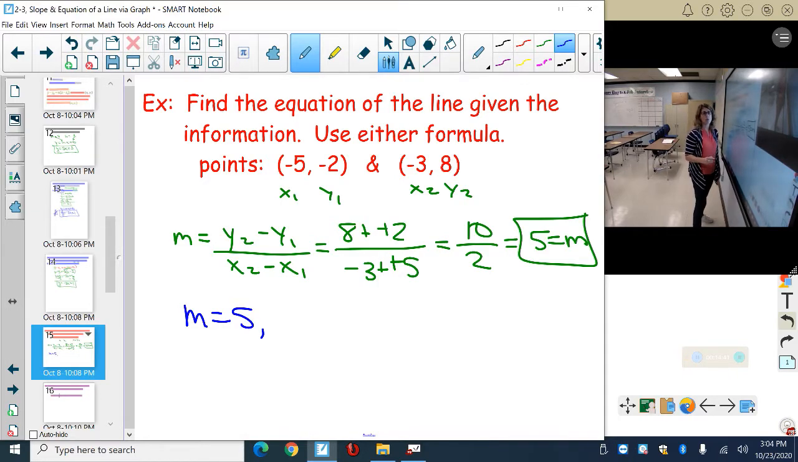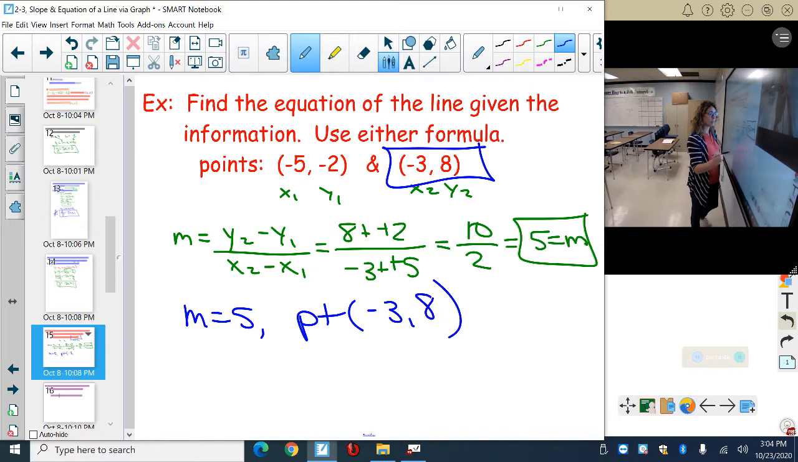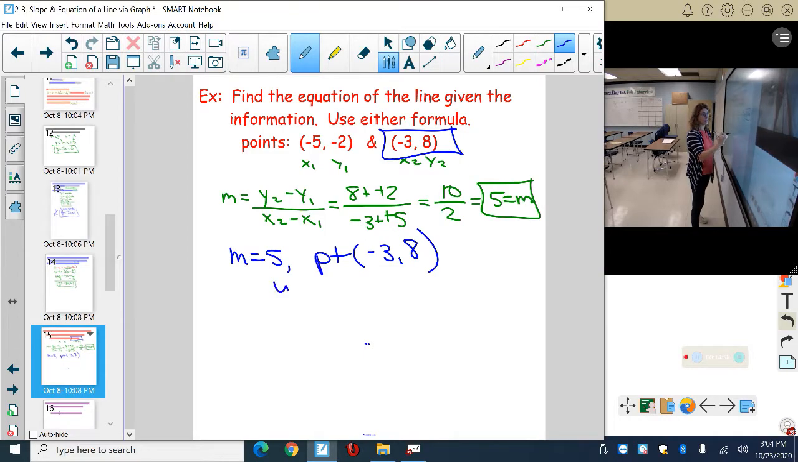Does not matter which point you use. I'm going to choose the one with less negatives. So I'm going to choose the point negative 3, 8. And it says to use either formula, and I need to find the equation of the line. So basically, I'm going to go with what you guys normally use.